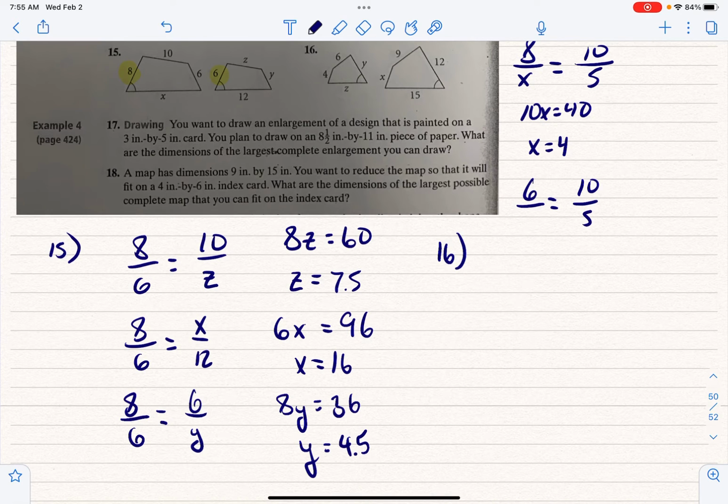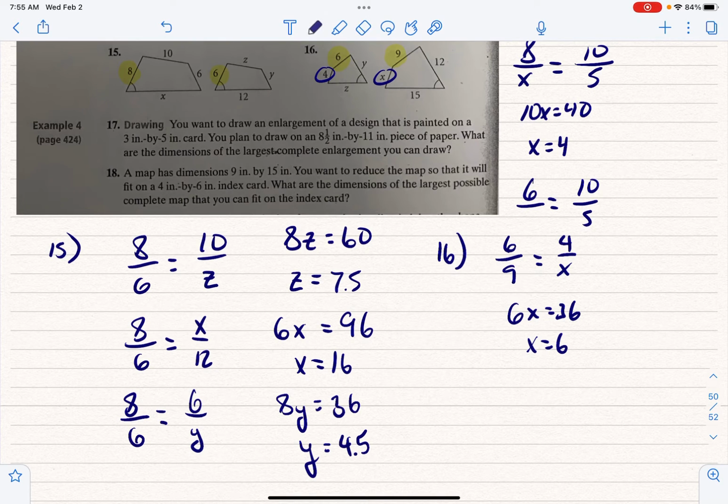Let's see here. Again, we've got 3 variables. I have to find a set of sides that correspond to each other, where I have all the information. So I see the 6 and the 9. That's what I'm going to keep doing. I'm going to go 6 is to 9 the same way that 4 is to x. So cross multiply, 6x is equal to 36, x is equal to 6.